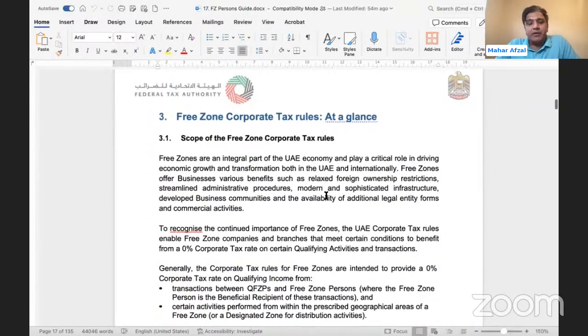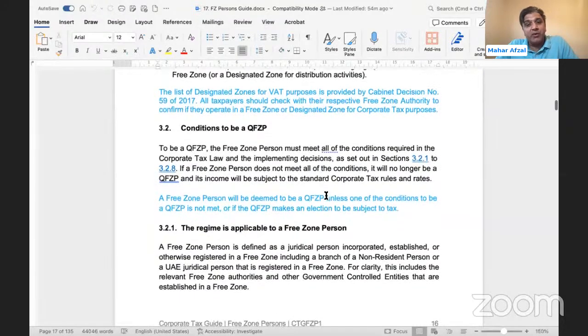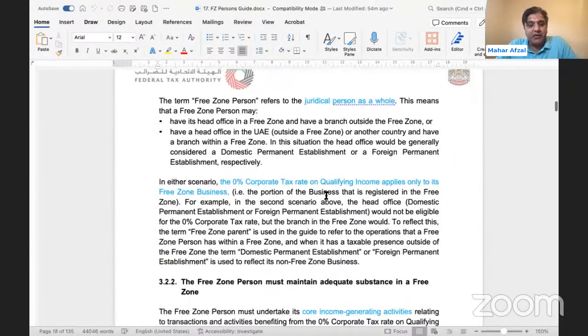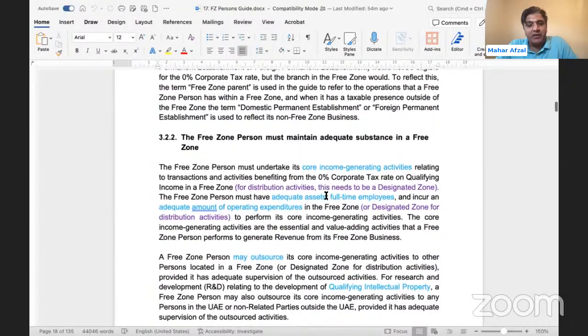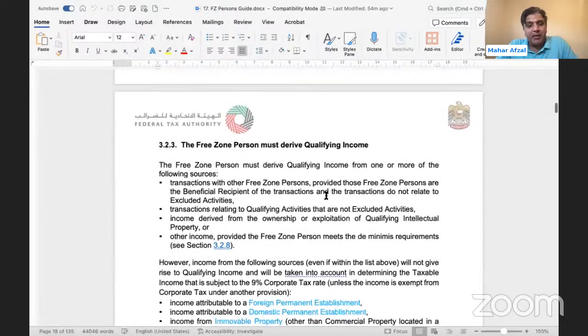Okay, free zone corporate tax rules. We know the rules. Conditions to be a qualifying free zone person: we know there are 6 conditions, and Ms. Feda has already discussed in detail what the 6 conditions are. Nothing is unusual. All those 6 conditions are applicable.